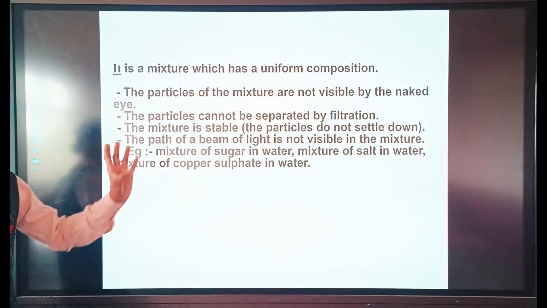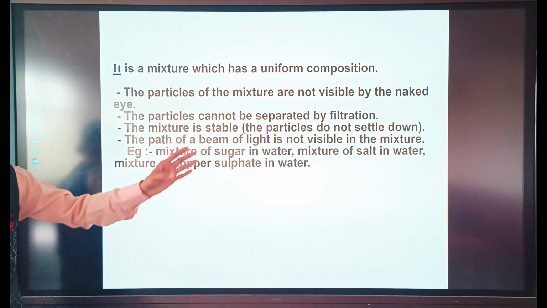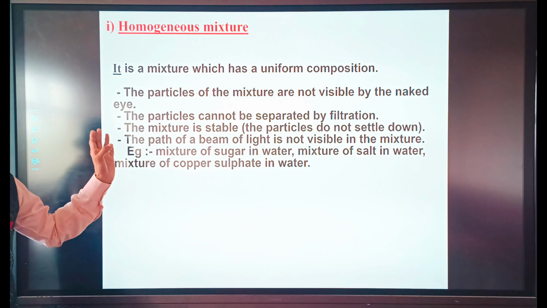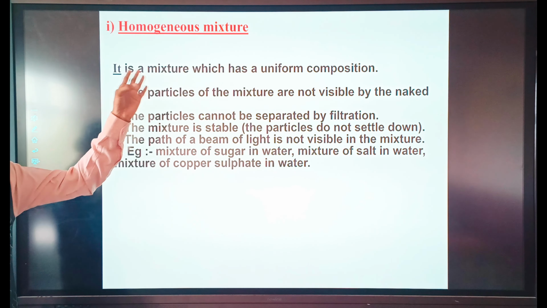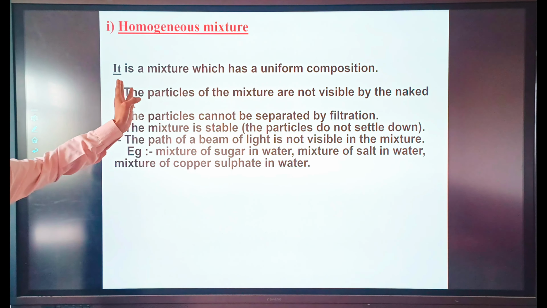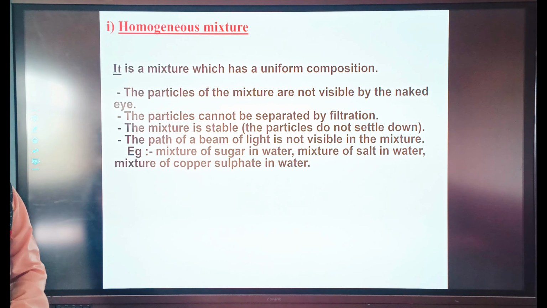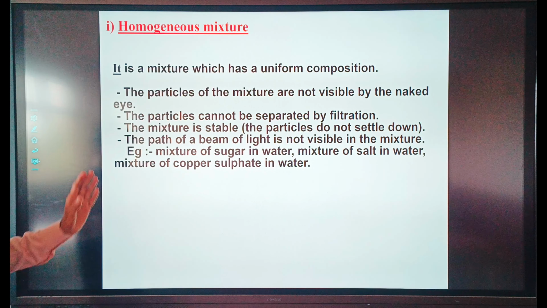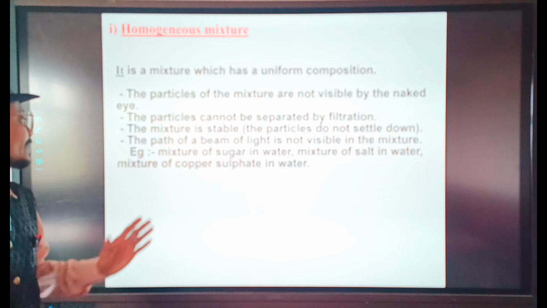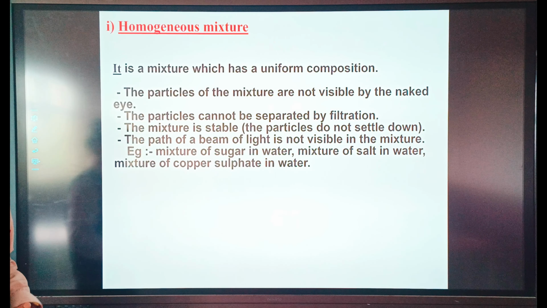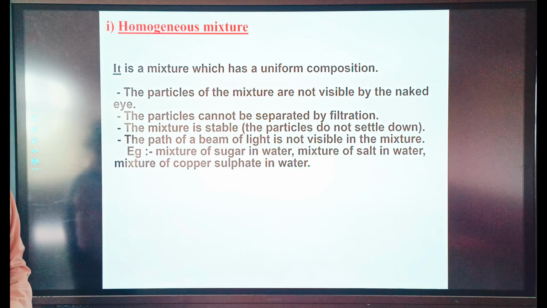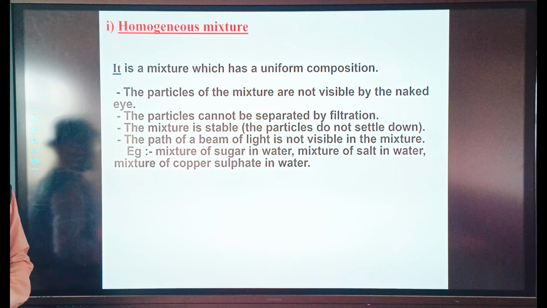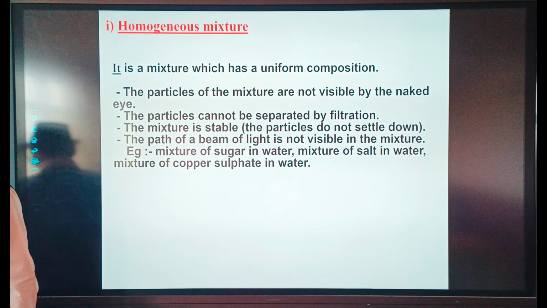If I talk about homogeneous, it means uniform composition. The particles of the mixture are not visible to the naked eye. We are talking about the homogeneous mixture, which has a uniform composition. The particles of the mixture are not visible to the naked eye. The particles cannot be separated by filtration. The mixture is stable. The path of a beam of light is visible in the mixture. For example, a mixture of sugar in water, salt in water, copper sulfate in water.